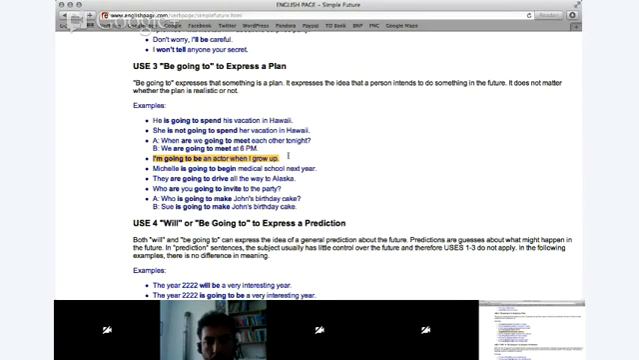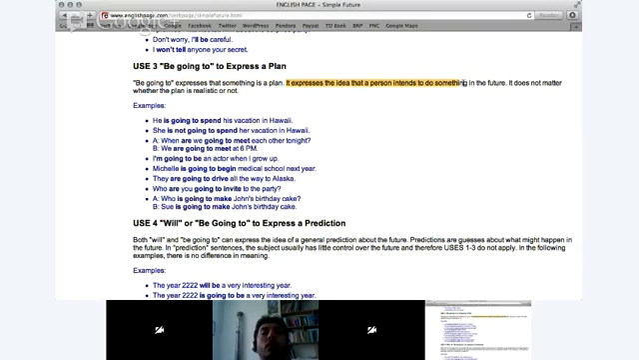So either a prediction. So this one's a prediction. This is a plan. When are we going to meet each other tonight? A plan for the night at a specific time. Okay, and it expresses the idea that a person intends to do something in the future. So the idea is that it's not just a prediction, you're motivated and you're going to attempt to do it.